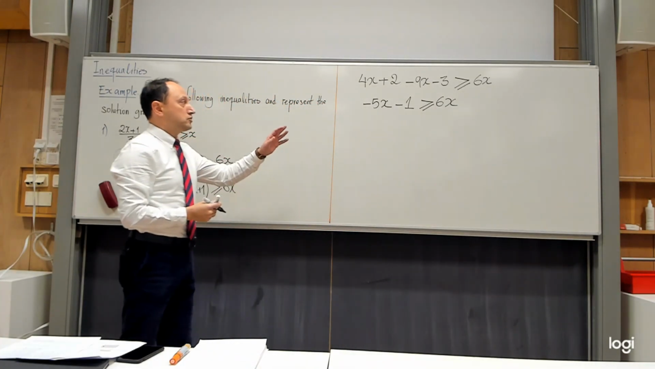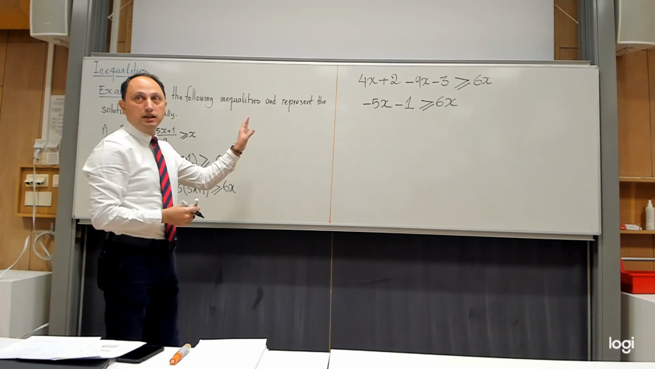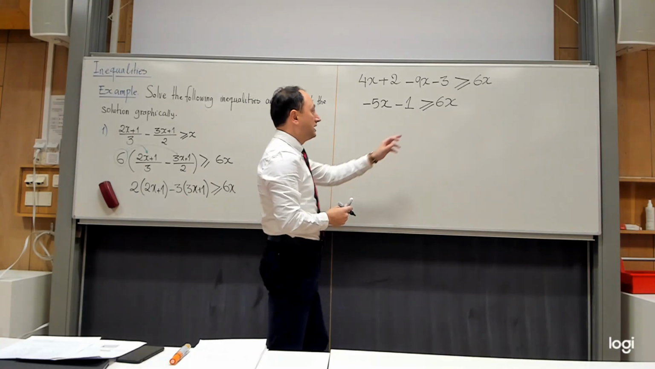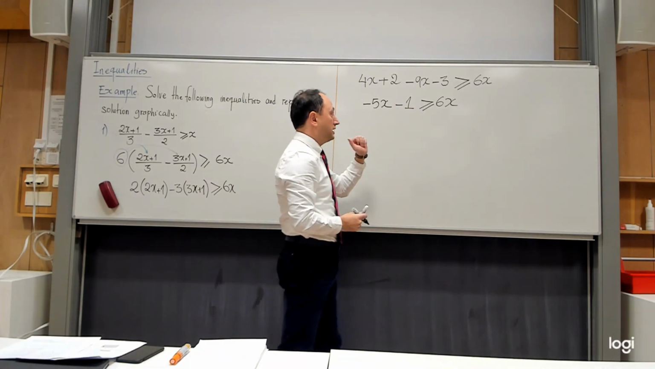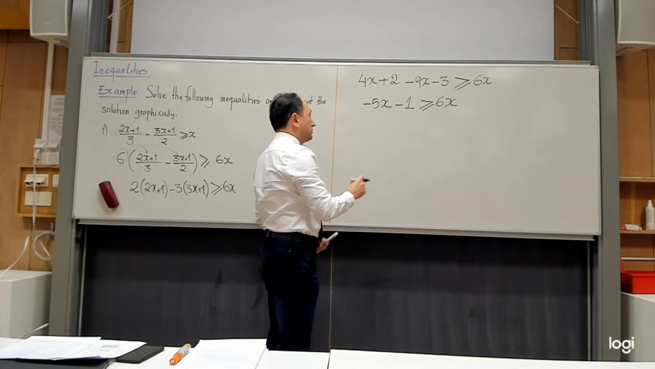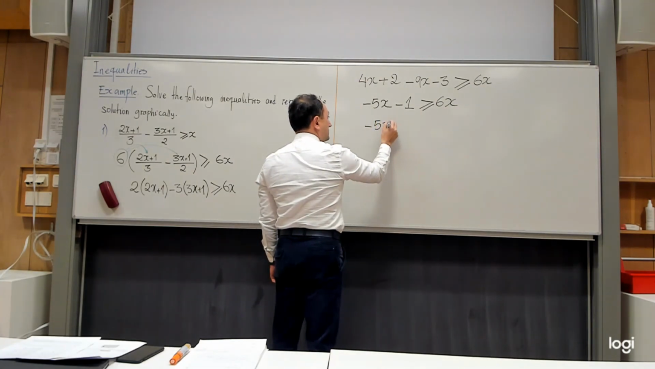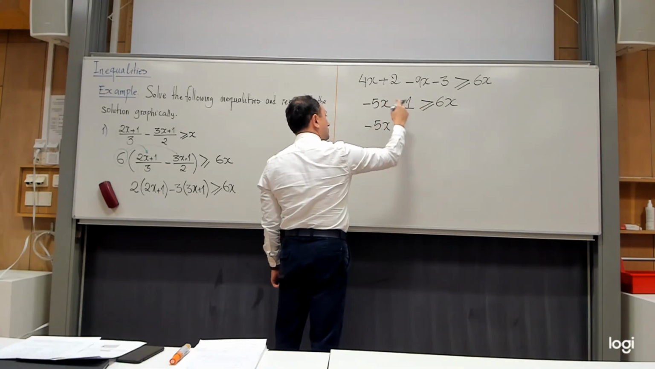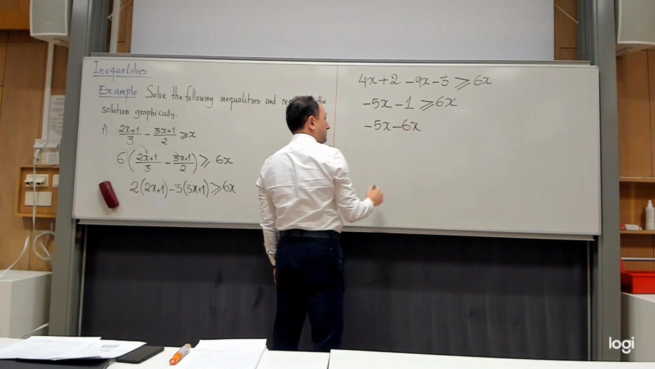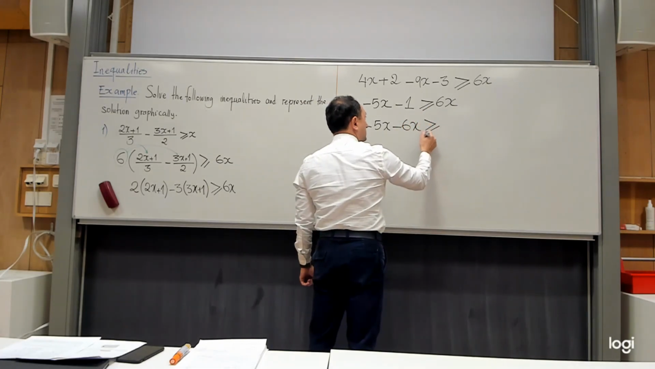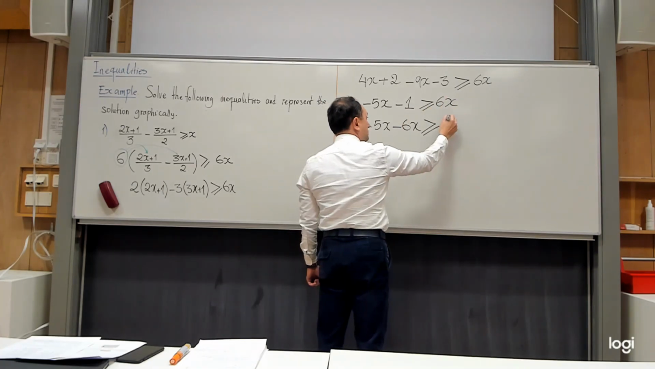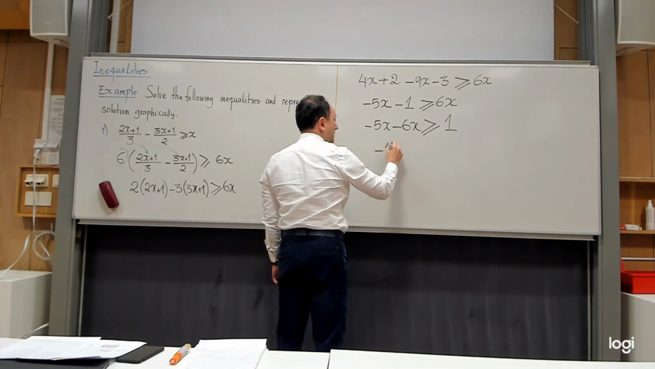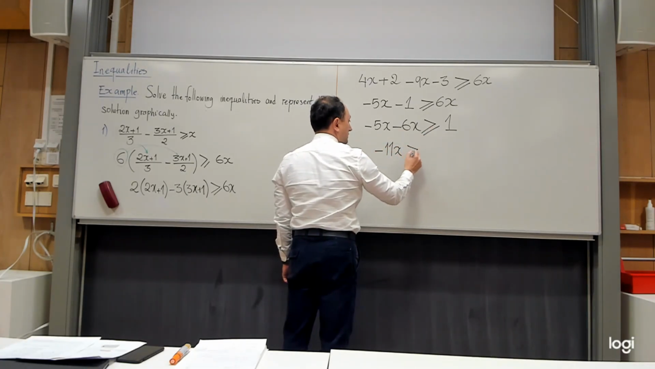And then I am supposed to move everything containing x to the left and everything not containing x to the right, and I have to be careful that I have to change the negative to positive, positive to negative in this transferring from one side to the other. So I will have minus 5x. I am supposed to move 6x to the left, but 6 is positive. When I move it, it becomes negative 6x. I keep the sign the same, and I move minus 1 to the right, it becomes positive 1. But minus 5x minus 6x is minus 11x, and then that is greater than or equal to 1.